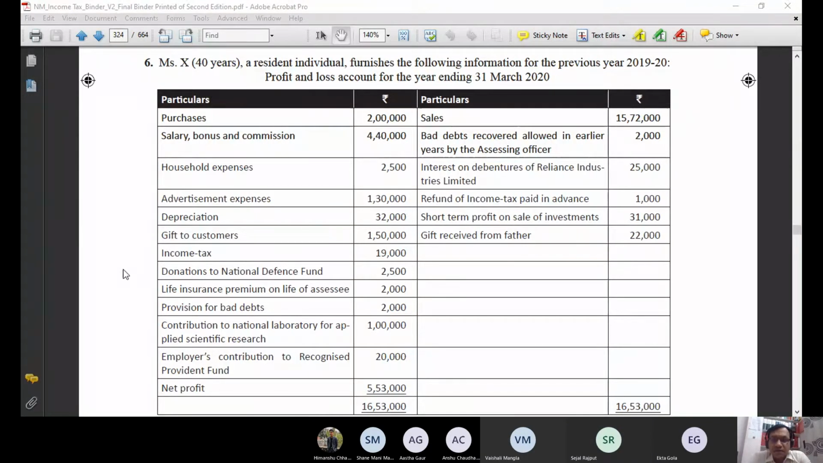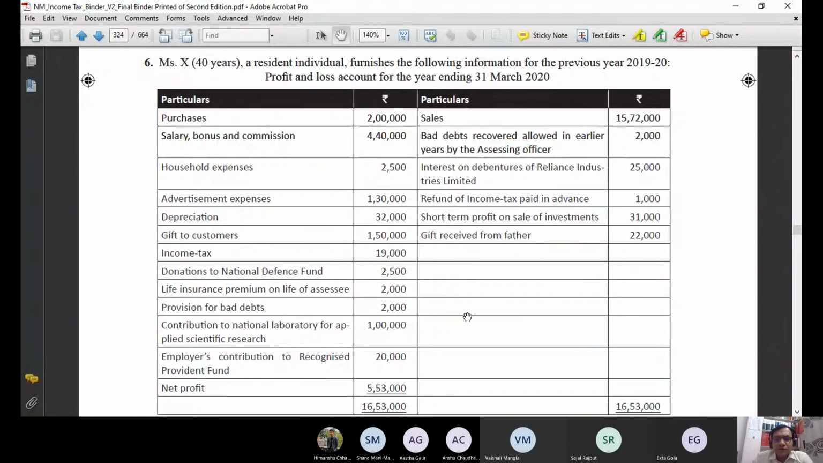So first I will deduct it when I compute PGBP. But when my intention is to compute total income, I will add it under the head income from other sources. So this is the way to rectify my P&L account. This is the benefit of learning PGBP, that you know how to proceed with real life cases.